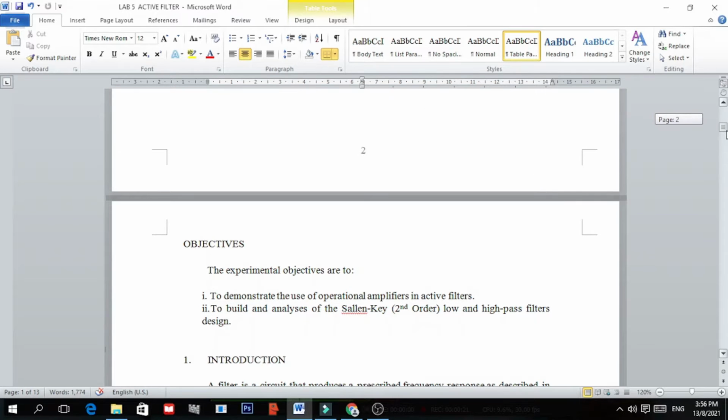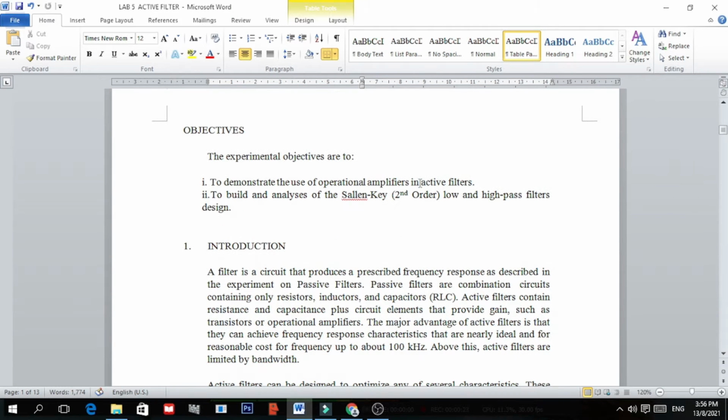So we move on to the objective. First of all, to demonstrate the use of operational amplifier in active filters. And next is to build and analyze the Sallen-Key second order low and high pass filters design.